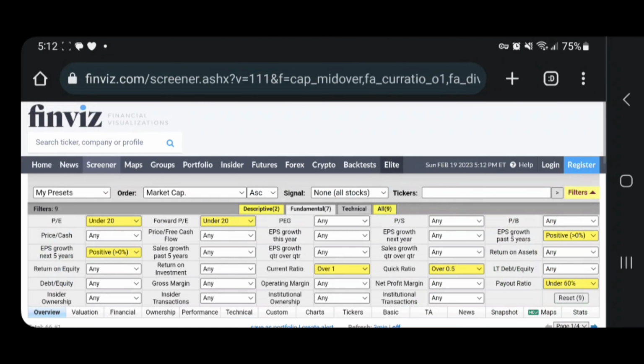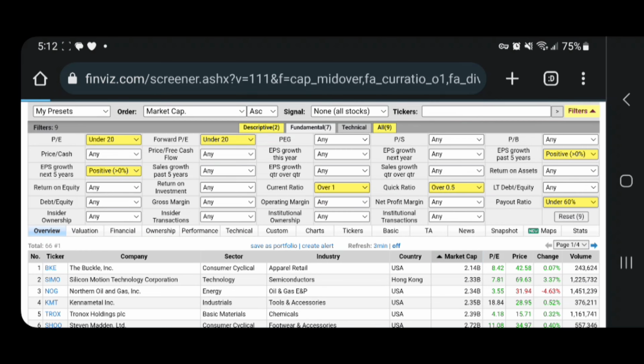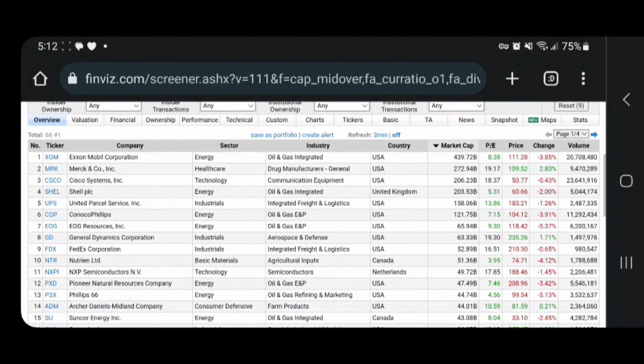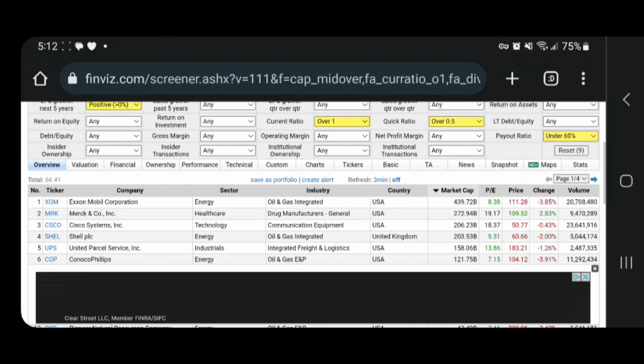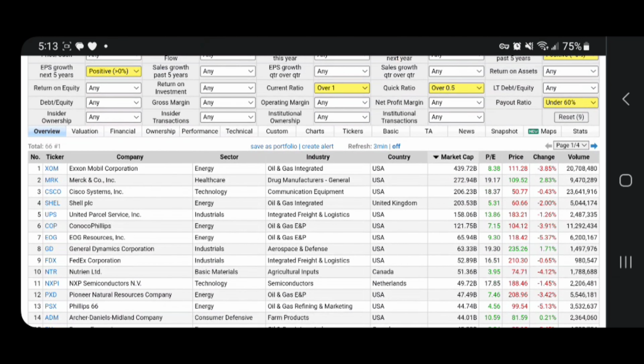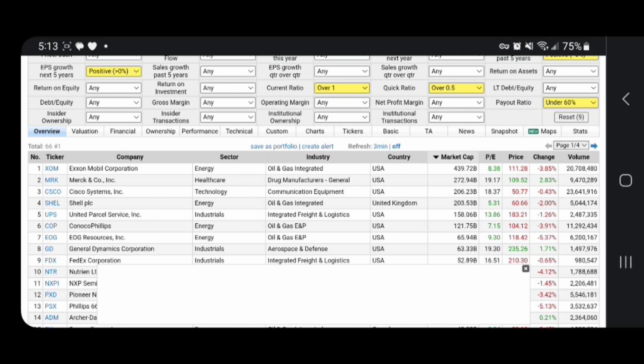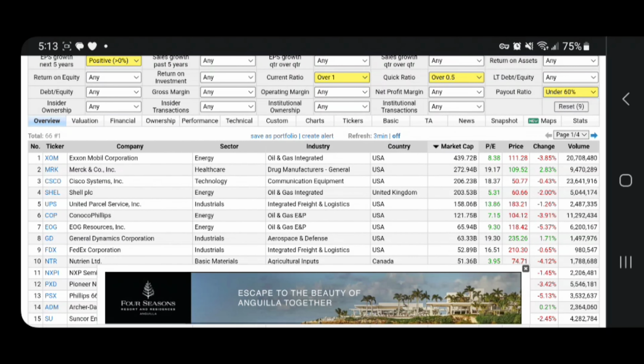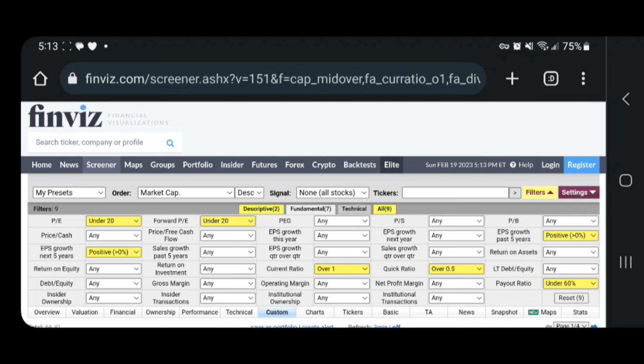Next, let's sort it. If you click the market cap column 2 times, you'll sort it by the biggest companies to the smallest companies. So we are literally looking at companies as large as ExxonMobil at 439 billion in market cap, Merck at 273 billion in market cap, Cisco, ticker symbol CSCO, at 206 billion in market cap, and so forth. And then I don't like to look at these columns, so I actually hit the custom metrics.